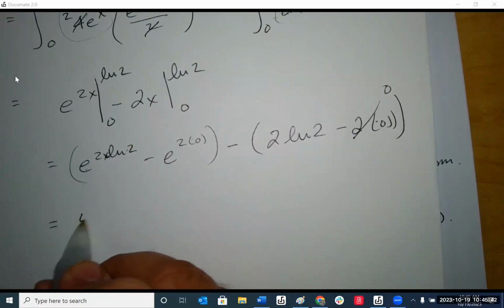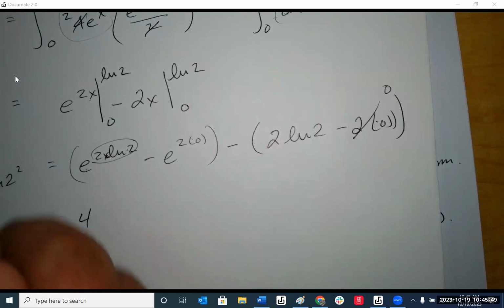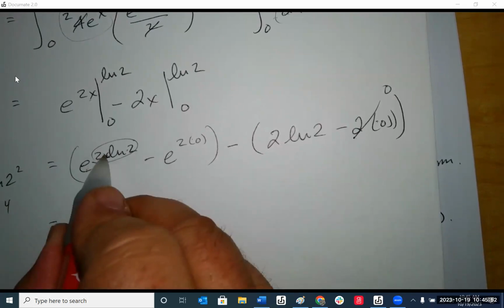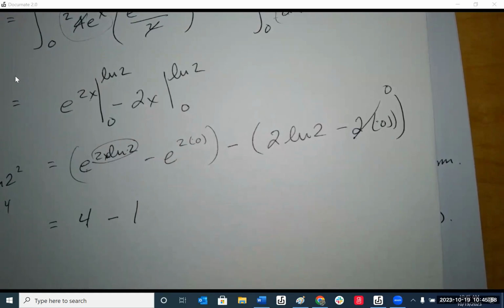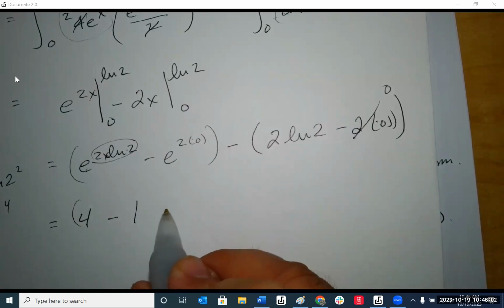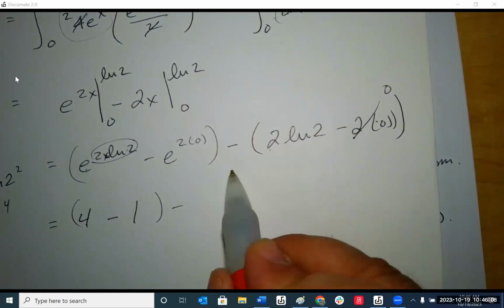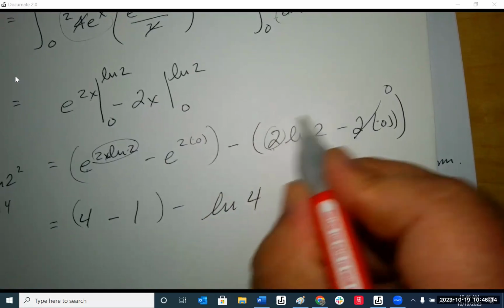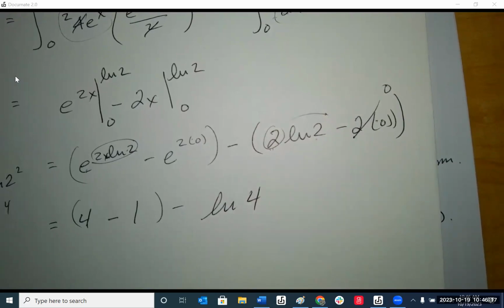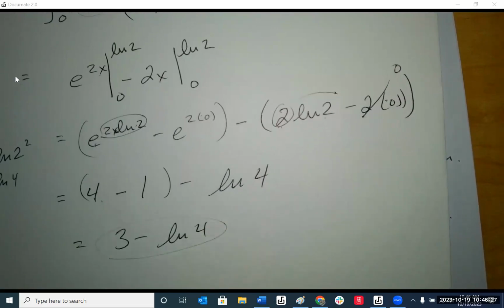It'll just be 4, because this becomes ln 2 squared, so it's ln 4. e to the ln 4 is just 4, minus e to the 0 is 1. e to the 2 ln 2 is e to the ln 4, because this is the exponent. So 4 minus 1 is 3. And that's the number. Put it in the calculator, you got it.